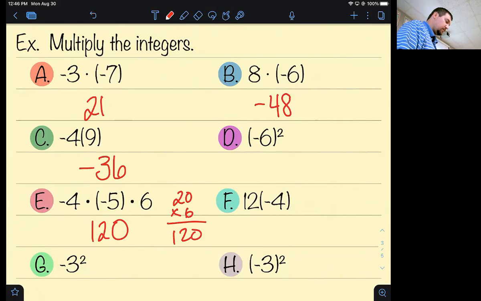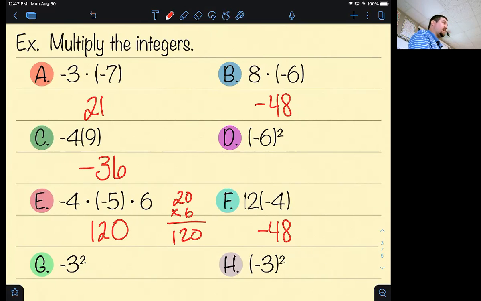Example F. Joe, what's 12 times 4? 48. That's right. Joe, if I've got 1 negative, my answer is going to be negative. Yeah, I need to ask myself, is one negative an odd number of them? Yes, so it's negative. Is 2 negatives even? Yes, so it'll be positive. If they can partner up, it'll be positive.